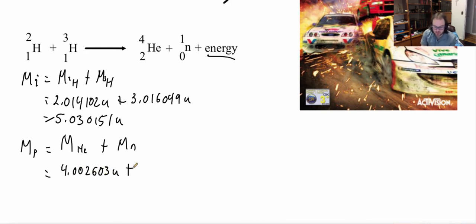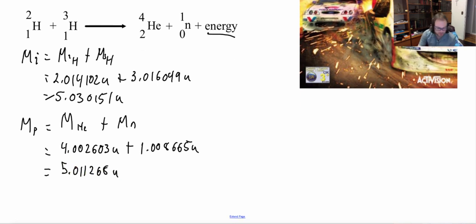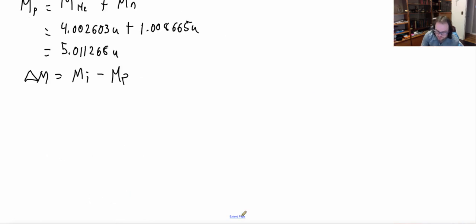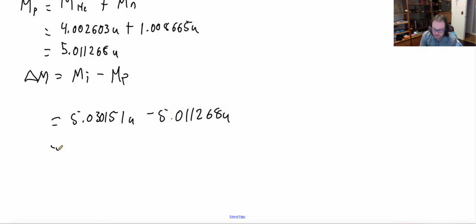And we know the mass of a neutron is 1.008665 atomic mass units. So we're going to end up getting 5.011268 units. Now let's look at my mass defect. My mass defect is going to be my initial mass minus my final mass, which we're going to end up getting 5.03151, and we're going to subtract 5.011268, which will give me a total of 0.018883.